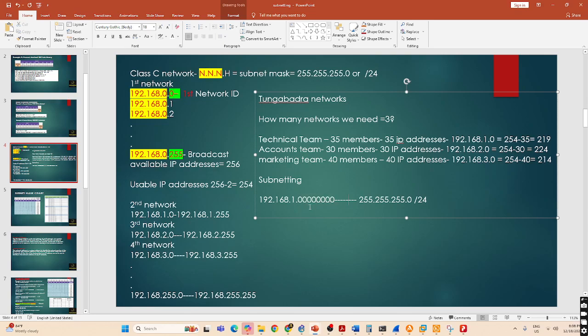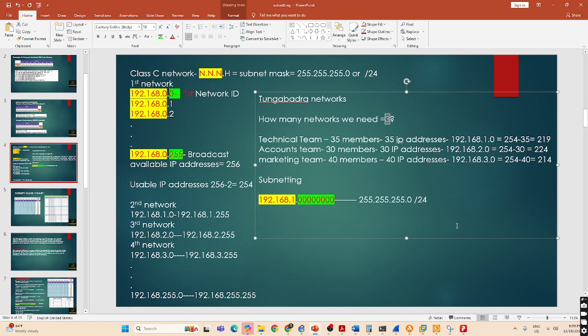So host bits only vary. Listen carefully now. These are the network bits, which are fixed; only the host bits will vary. These are the host bits, which I showed in green color. Now how can you do subnetting? You need to borrow host bits and divide one network into multiple networks. How many bits do we need to borrow? Simple: how many networks do we need here?